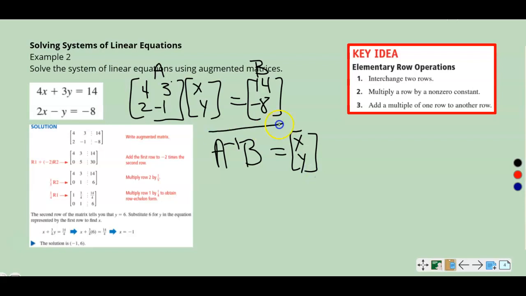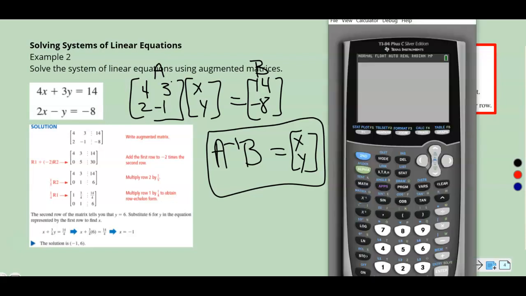All right, so this is something I would make sure you are well aware of. And we're going to talk about this a little bit more. But if you go second matrix, this time we're not going to edit. We're just going to choose matrix A. Here's your inverse button, x to the negative 1. That gives you your inverse button here. And then times matrix B. And negative 1, 6. Negative 1, 6, you can see is the answer here.